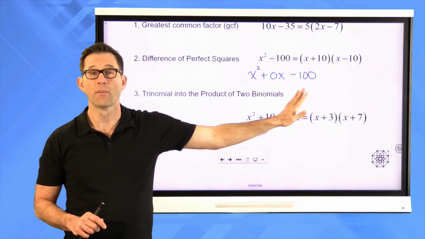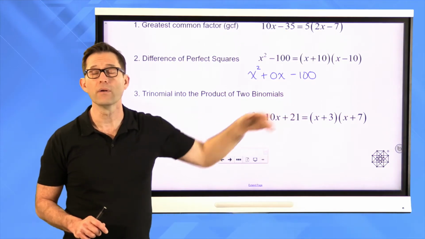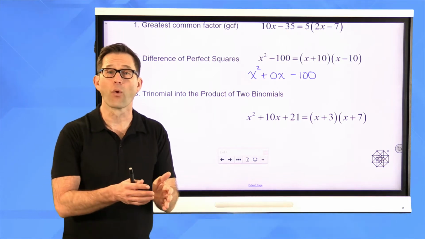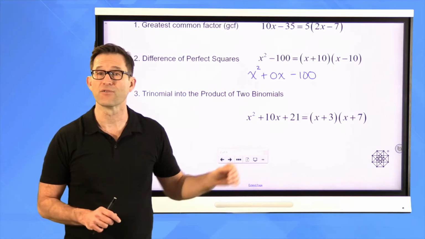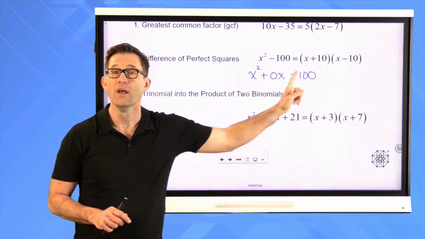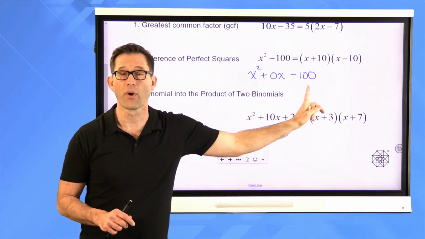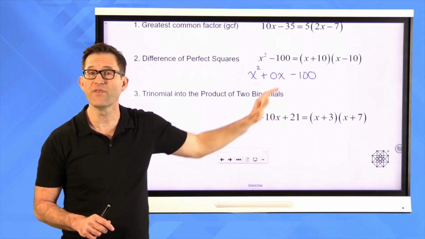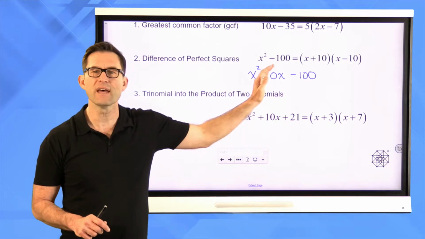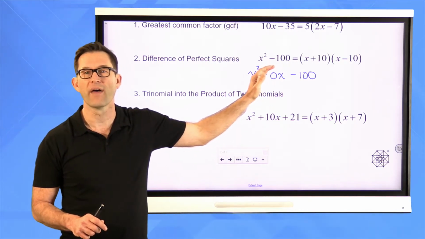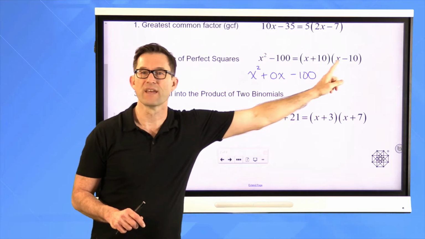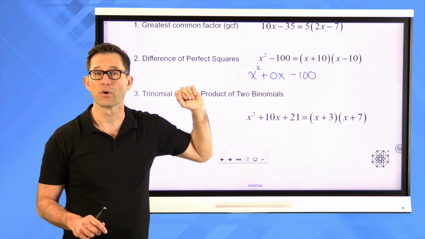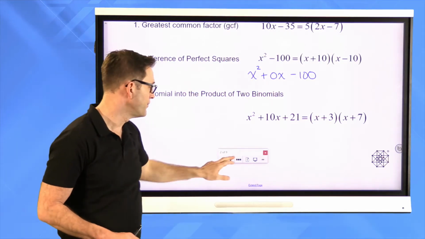There's lots of numbers, of course, that have a product of negative 100, like for instance, 4 and negative 25. The problem is if I do 4 plus negative 25, I get negative 21. I don't get 0. So these are the only two numbers that have a product of negative 100 and a sum of 0. So it really does fit into the same pattern. It just tends to be that people don't have to think very hard about that because it will simply be x plus 10, x minus 10. It'll be the square root of that number. All right, now let's move on.